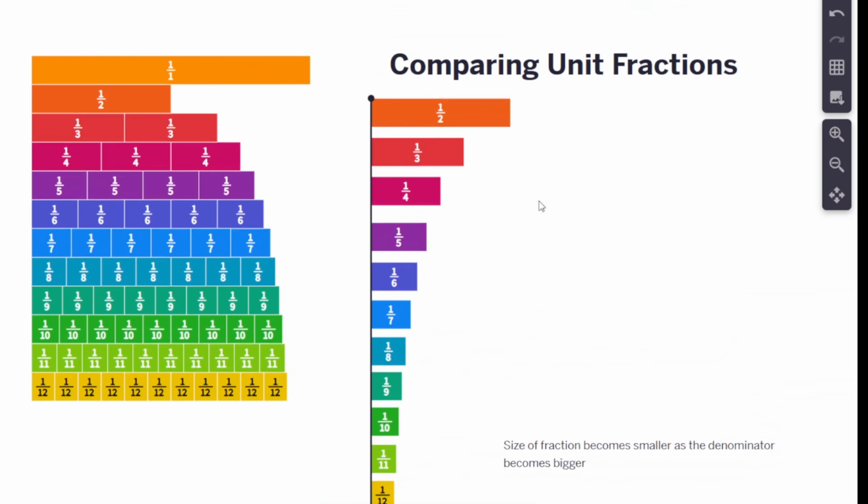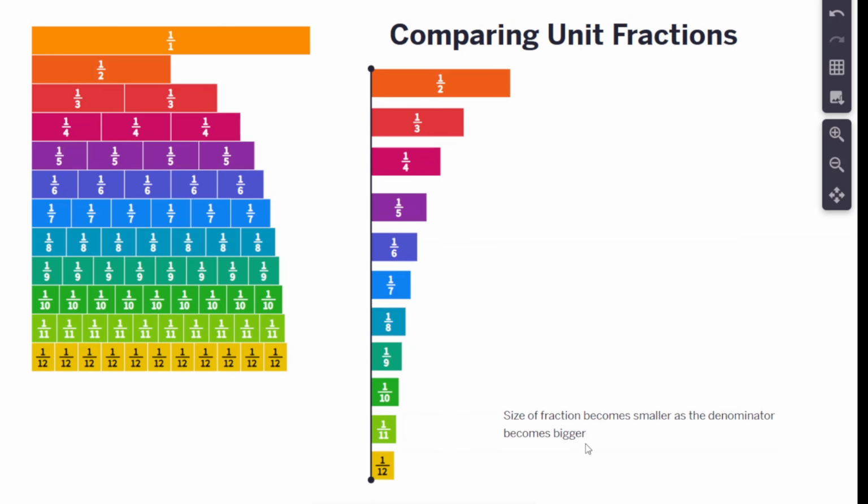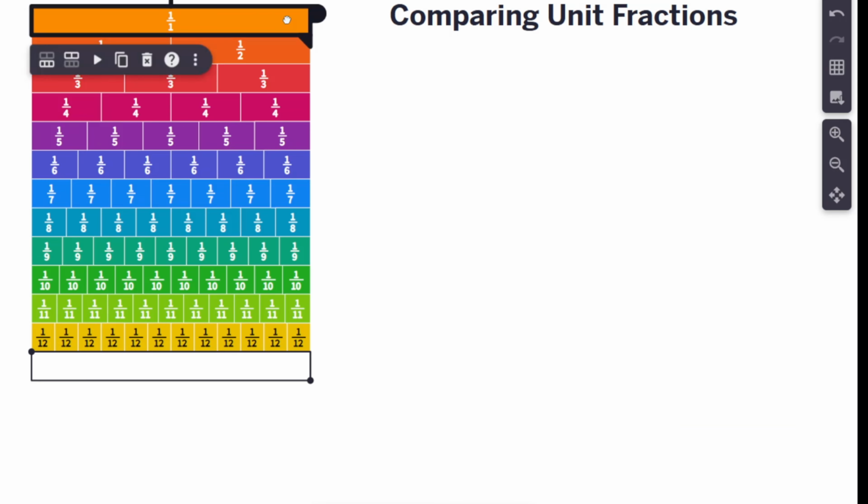So we can say that the size of fraction becomes smaller as the denominator becomes bigger. But why does the fraction become smaller as the denominator becomes bigger? I'm going to put all these fraction pieces back into the fraction wall. You don't have to do that because you should already have your fraction wall with you. So now I have back my fraction wall.